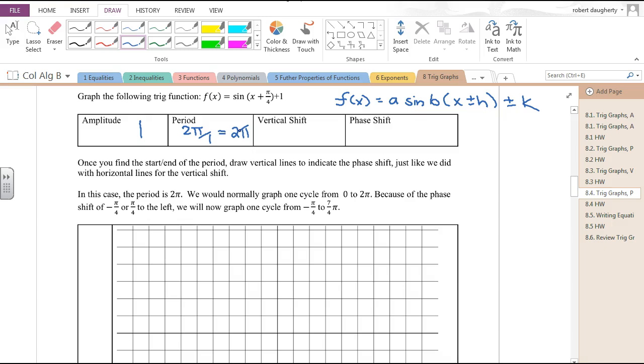Well, you have to look and see, this needs to look like an x, okay? If this was a 2x, I got to factor a 2. If it was 2 on the outside of the parentheses, I'm good, okay? So what's the vertical shift here? 1. So it goes up by 1. And then the phase shift is what? Yeah. So it's negative pi over 4, or another way of writing that is pi over 4 to the left. Okay?